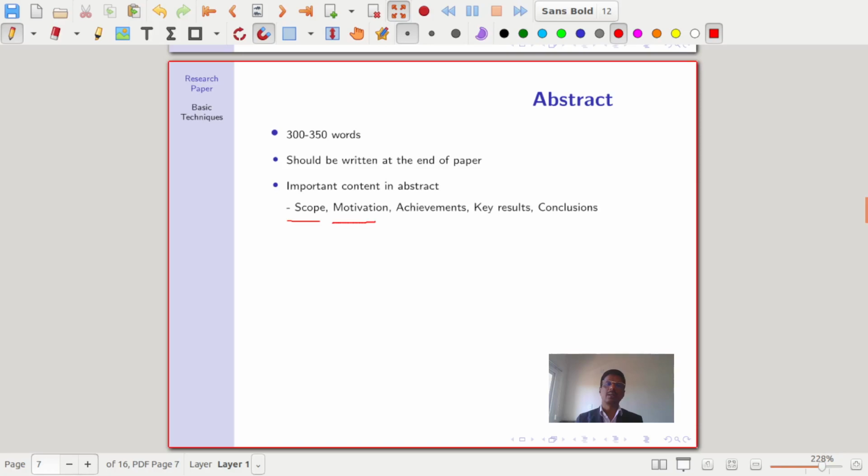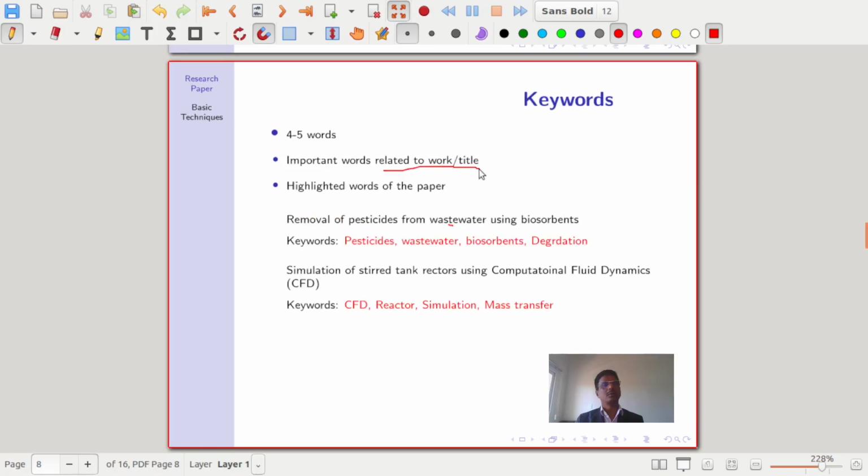Keywords which relate to the work or the title of the paper. The keywords should be 4 to 5. We also call them highlighted words of the paper. You can see two examples.